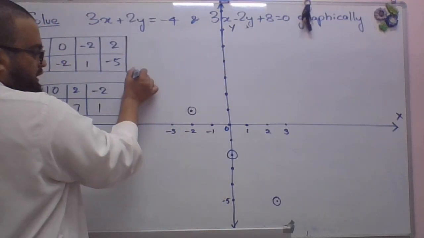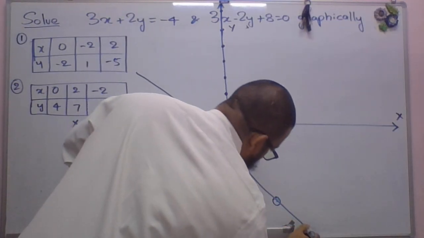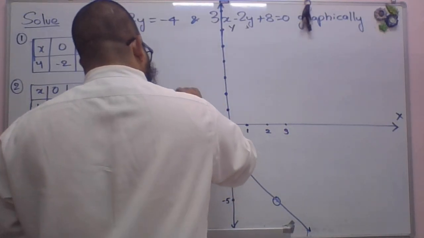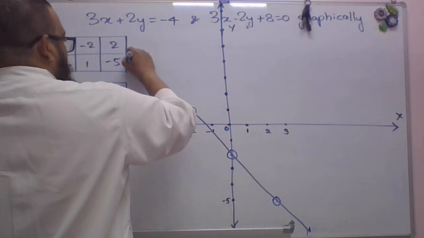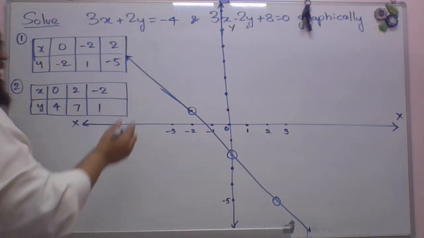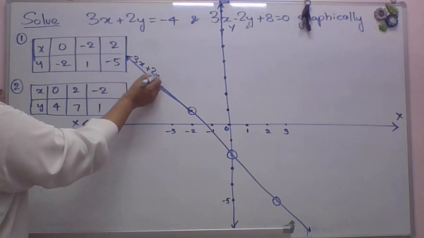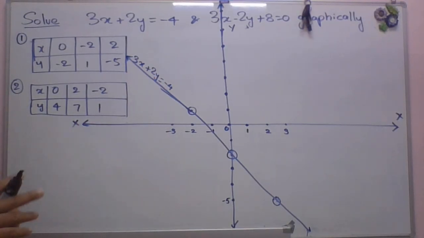And when I join these 3 points, it should be on a straight line. Let us hope it is a straight line. What is this? 3x plus 2y equals minus 4. This is the first equation I got.